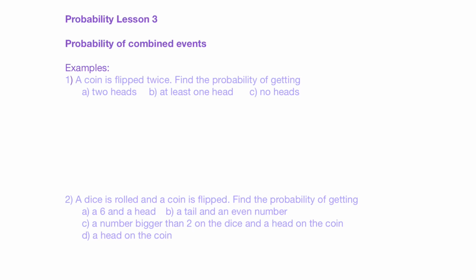Hello, today we're going to look at the probability of combined events. That's where there's more than one thing happening at once. Now remember, when we're calculating probability, it's worked out as a fraction, and on the top of your fraction, in the numerator, is the number of favourable outcomes. And on the bottom, it's the total number of possible outcomes.